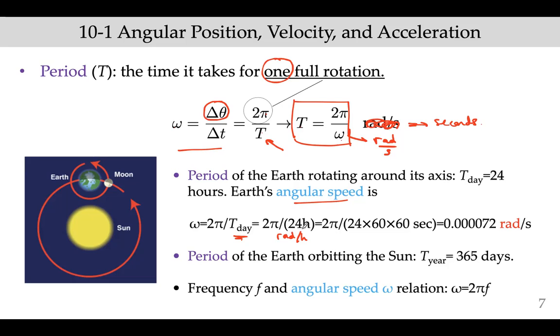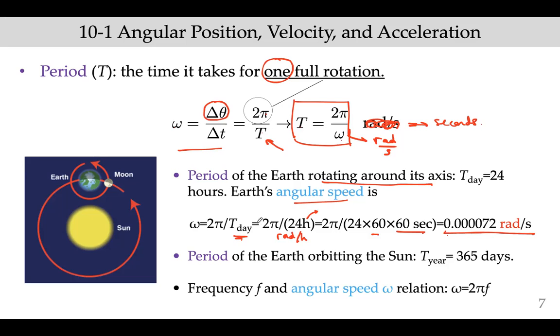So you have to convert this 24 hours to seconds. An hour means 60 minutes times 60 seconds. And if you do this calculation, the angular velocity of the Earth rotating around its own axis is this small number, radians per second.